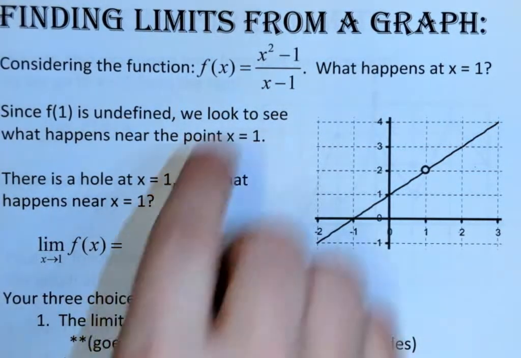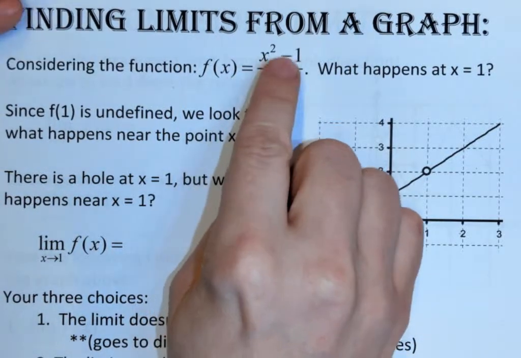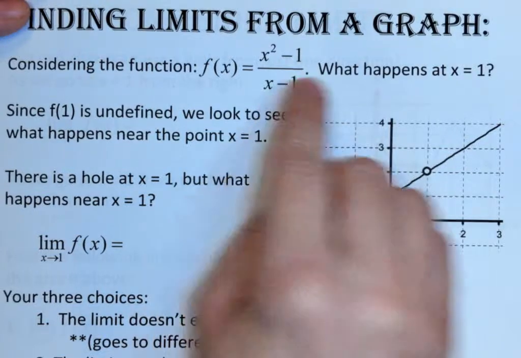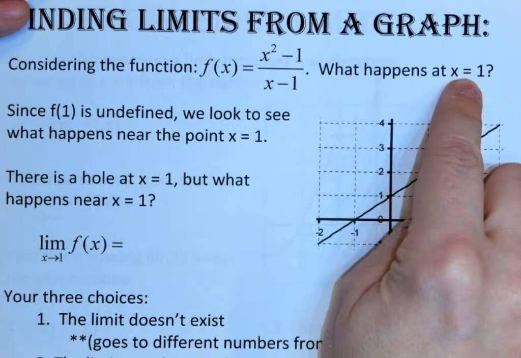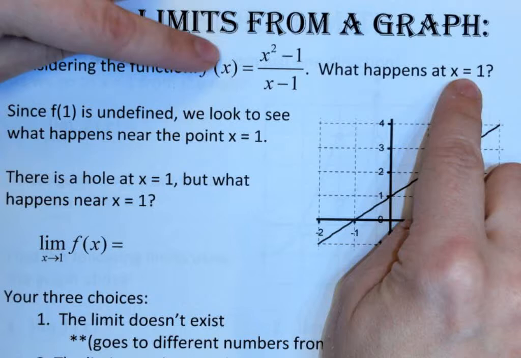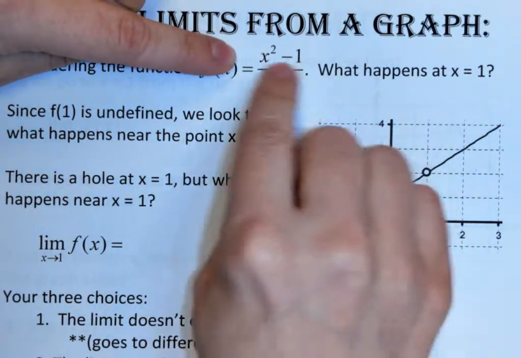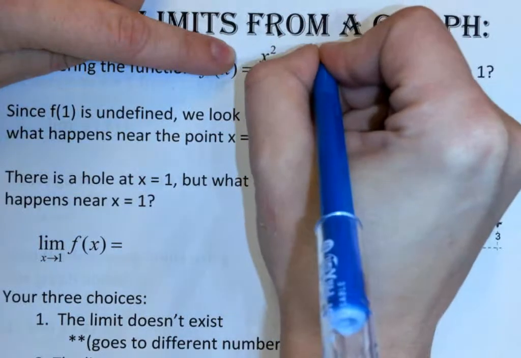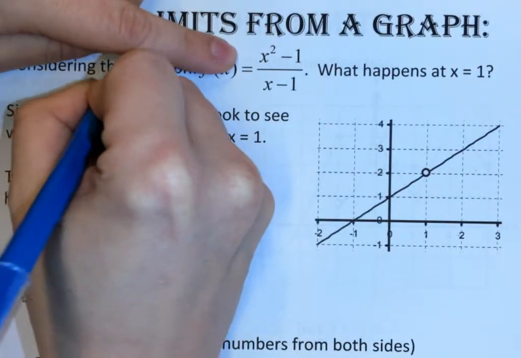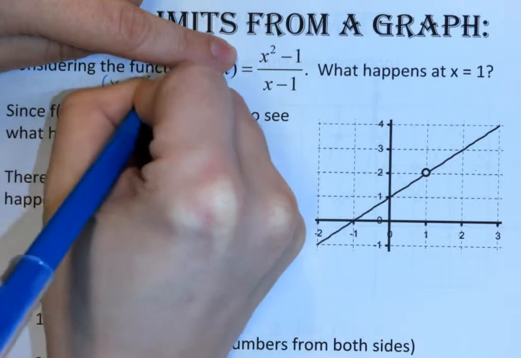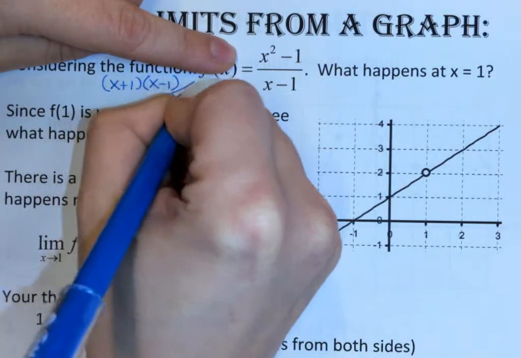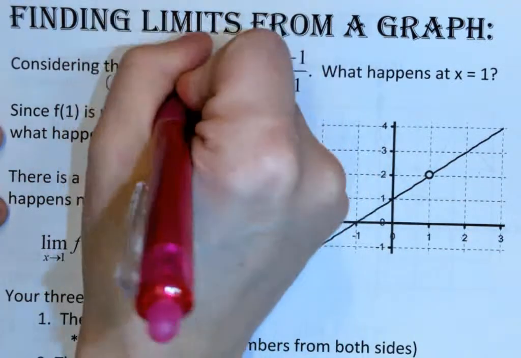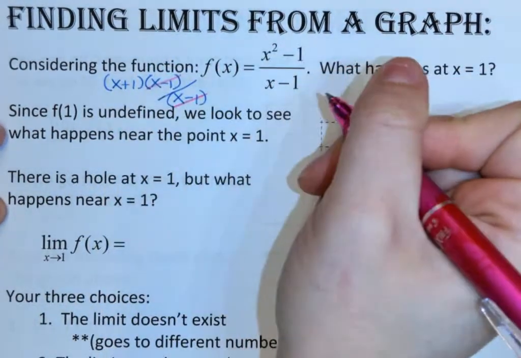So here we have a function, x squared minus 1 over x minus 1. And I can say, what's going to happen at x equals 1? There's a couple of different things. If I were to look at this, I could factor the top. What would the numerator become? X plus 1, x minus 1 over x minus 1. What would happen? And so what would we call that?